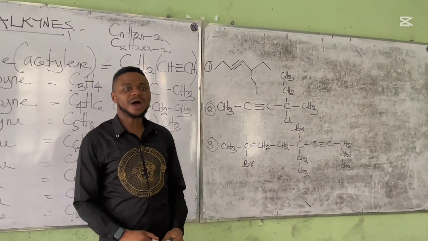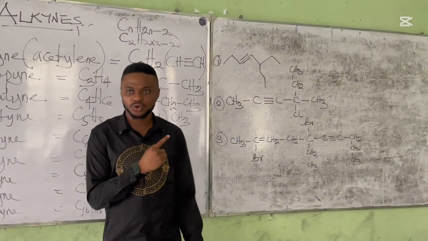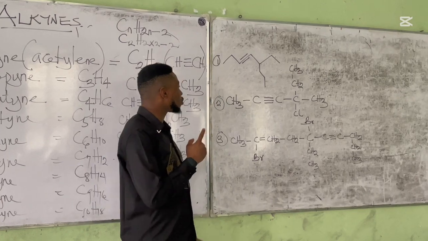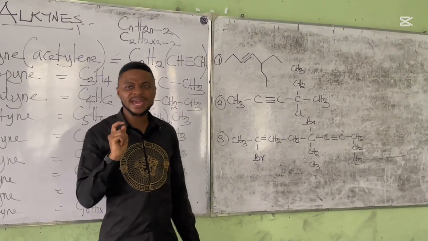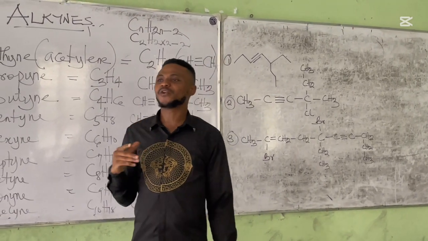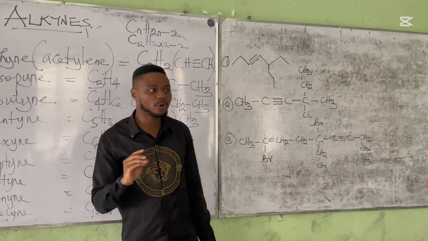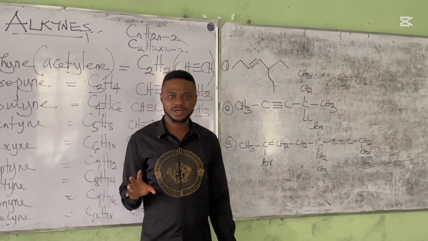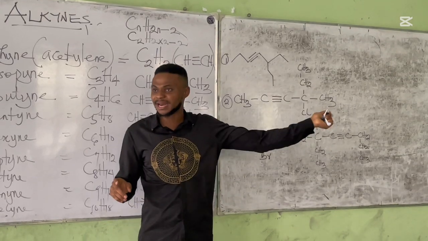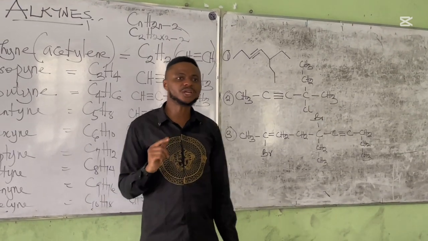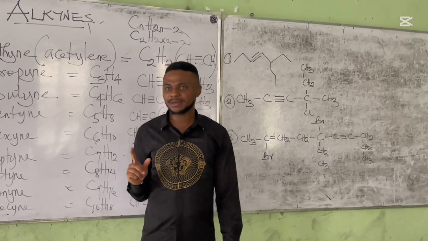By the time we are done naming the line structure, we'll come to this and to this. Now, there's something I will explain in this line structure that will look a little bit different from what we have been doing in other line structures. That is the skeletal structure. That's what I mean by line structure. And I need you to remember it at all times.